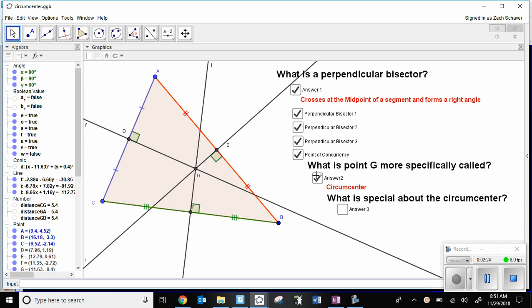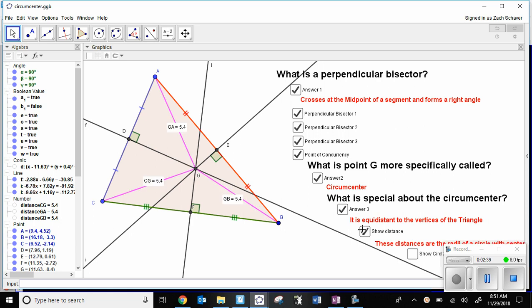My vertices of my triangle are A, B, and C. So, for example, GA here should be equal to GC and GB. Put in the distances there, and voila, you can see the purple ones. Okay, that's what we're talking about. The distances will be the same from that circumcenter to the vertices.